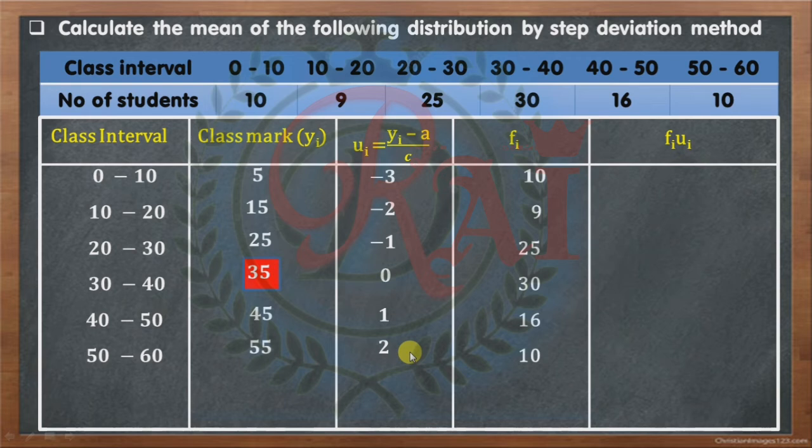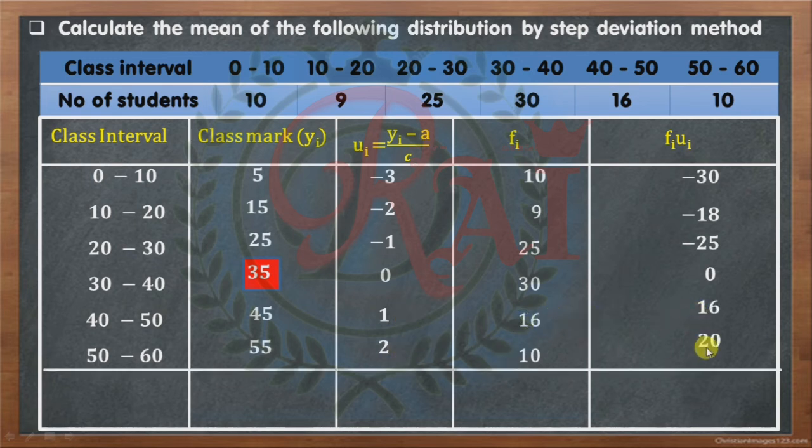Now we need to find the value of fi ui. 0 into 30 is 0. Minus 3 into 10 is minus 30. Minus 2 into 9 is minus 18. Minus 1 into 25 is minus 25. 1 into 16 is 16. 2 into 10 is 20.